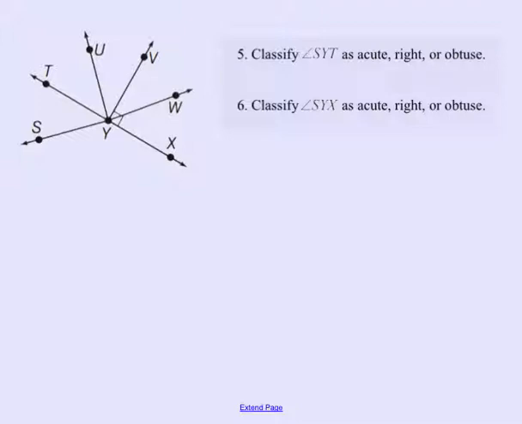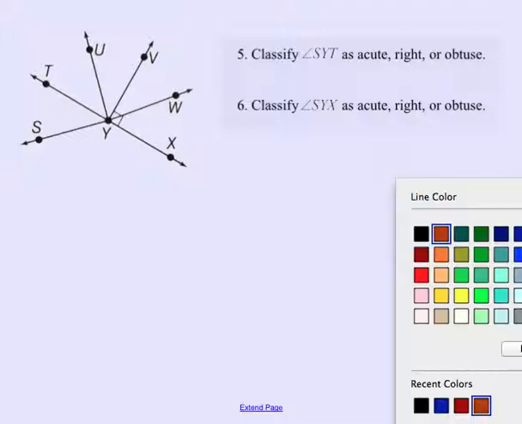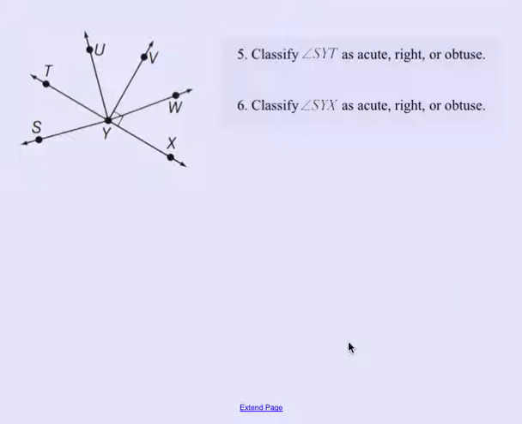All right, next, let's take a look at that next part. It wants us to classify a couple of these angles, so let's start by tracing them out. Let me get my highlighter here. So we have SYT here, and it wants us to classify that as acute, right, or obtuse. To me, that angle looks like it's smaller than 90 degrees, so that's going to make it an acute angle because it's cute.